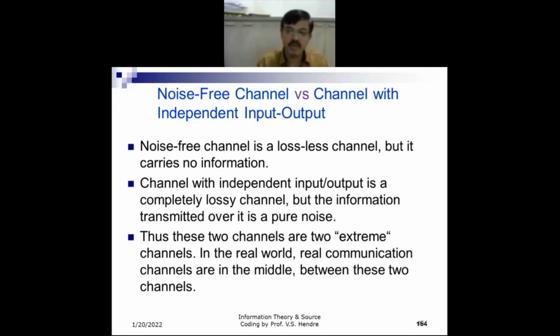Some amount of information is lost, which you may be able to recover at the receiver by using different techniques. But for such practical channels, we can calculate the entropies, and we can calculate their mutual information also. So I hope I explained the two extreme conditions for the communication channel, a noise free channel and an independent input, independent output channel, and their entropies and mutual information calculation. Now, our focus further will be on real communication channels.